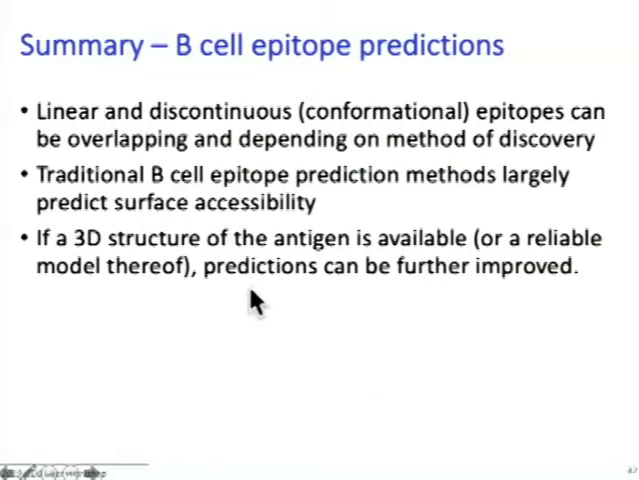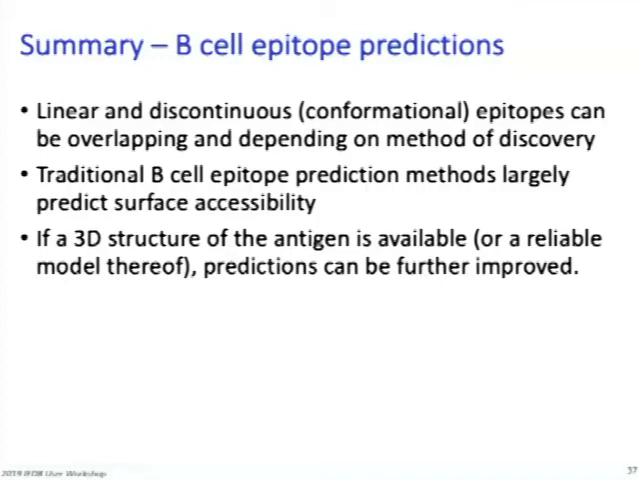Summarizing this, linear and discontinuous conformational epitopes can be overlapping, depending on the method of discovery. So what does this mean? We are sometimes pretending that there's a clear distinction between linear and discontinuous epitopes, but in reality, most of the things that we consider a linear epitope, if you have the 3D structural information and know exactly where the antibody binds, the vast majority of epitopes are discontinuous.